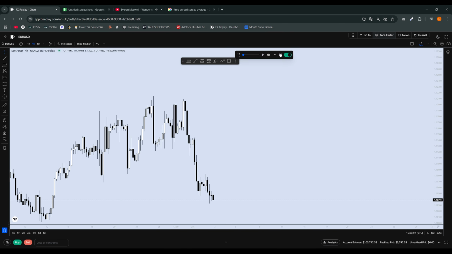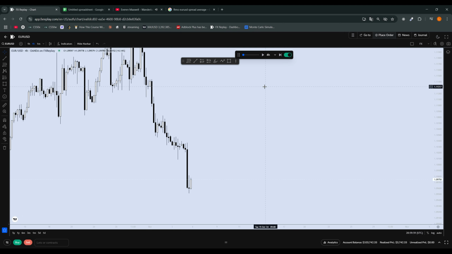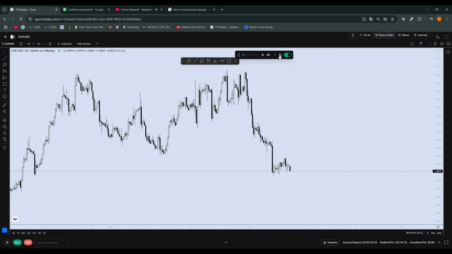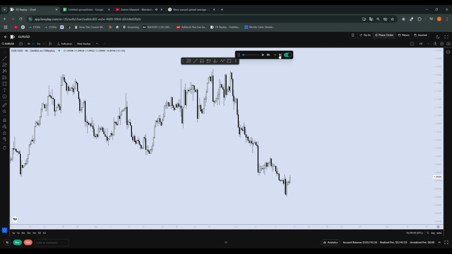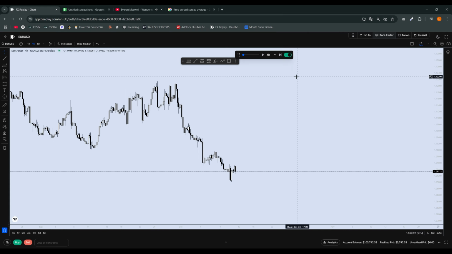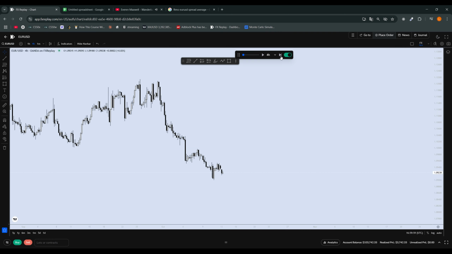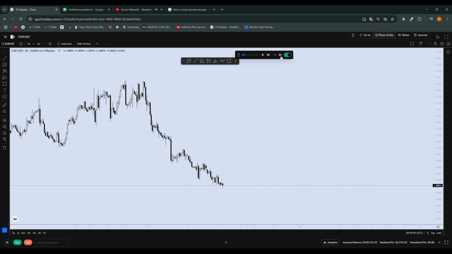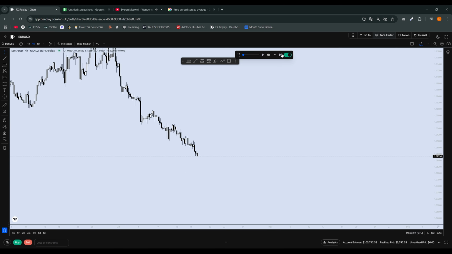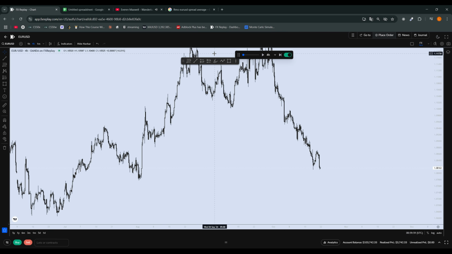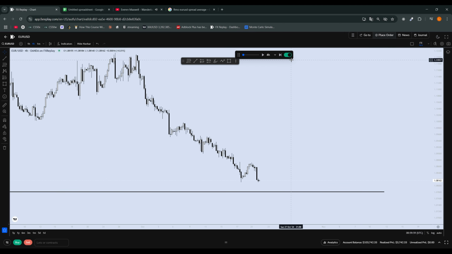Okay, so new range. We are going down. Let's keep in mind, guys, 11 days of no trade for this pair, so we should not always seek out level setups, because look at this. What is this?